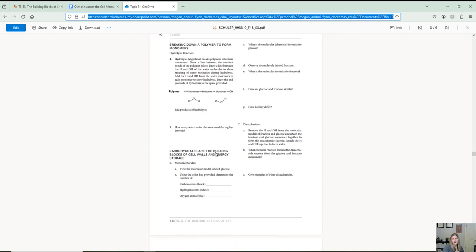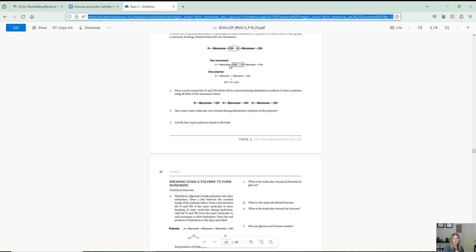We'll do the opposite as well. The opposite of dehydration synthesis is hydrolysis. So if we have a polymer already and we're going to break it down into individual monomers, we're going to use a hydrolysis reaction. Hydro means water, lysis means breaking. So we're going to use a water molecule to break apart the monomers. Okay, so that's basically the opposite of what we did here.